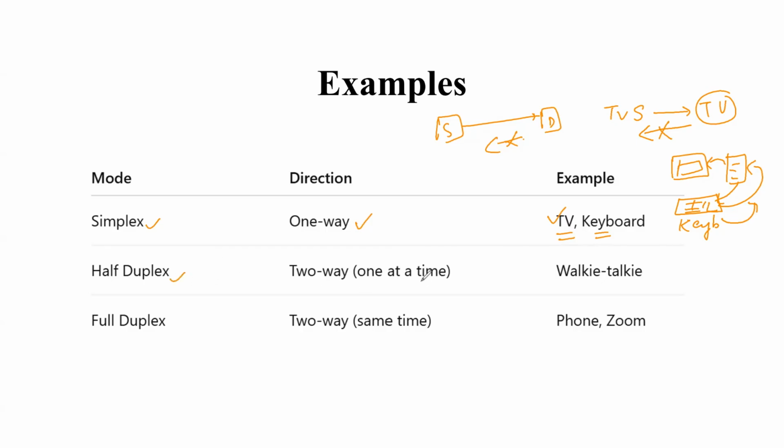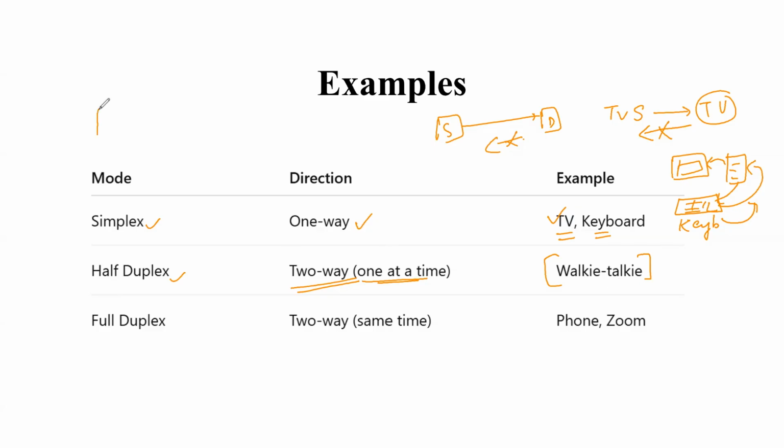Second is your half duplex mode of communication. The communication can be two ways, but it is always one at a time. Either you can act as a sender or you can act as a receiver. The best example for that, you might have seen in multiple movies, you might have used walkie-talkies also.